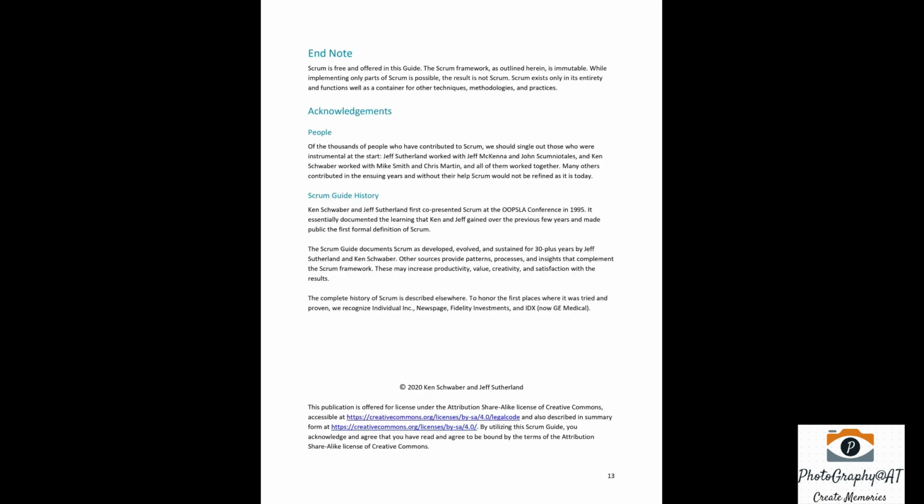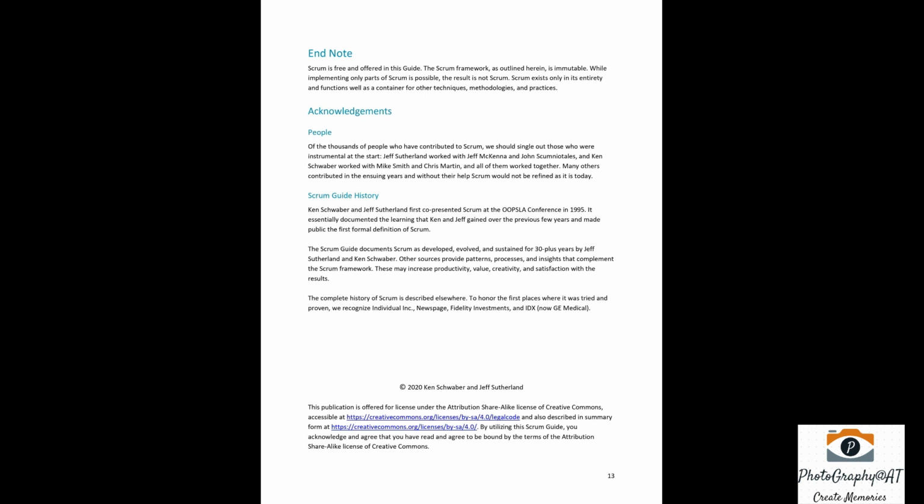Endnote. Scrum is free and offered in this guide. The Scrum framework, as outlined herein, is immutable. While implementing only parts of Scrum is possible, the result is not Scrum. Scrum exists only in its entirety and functions well as a container for other techniques, methodologies, and practices.